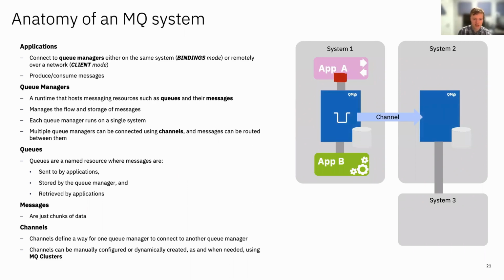And then we have the concept of channels, which are a way for one queue manager to connect to another queue manager. So if you put a message on a queue on one queue manager, it could go across to a queue on another queue manager. And you can either configure these manually, so you can set up a sender on one queue manager and a receiver on another, or these can be dynamically created using clustering features, which there's a section on later on.